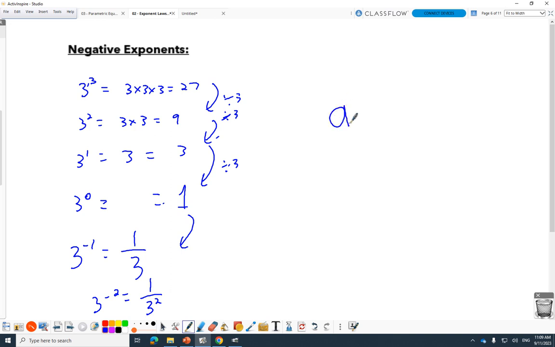If you've got a to the negative m, you can put it down in the denominator and make it 1 over a to the m. Oh no, the dreaded comma. Except, in one situation, a can't be 0. This doesn't work if a is 0.